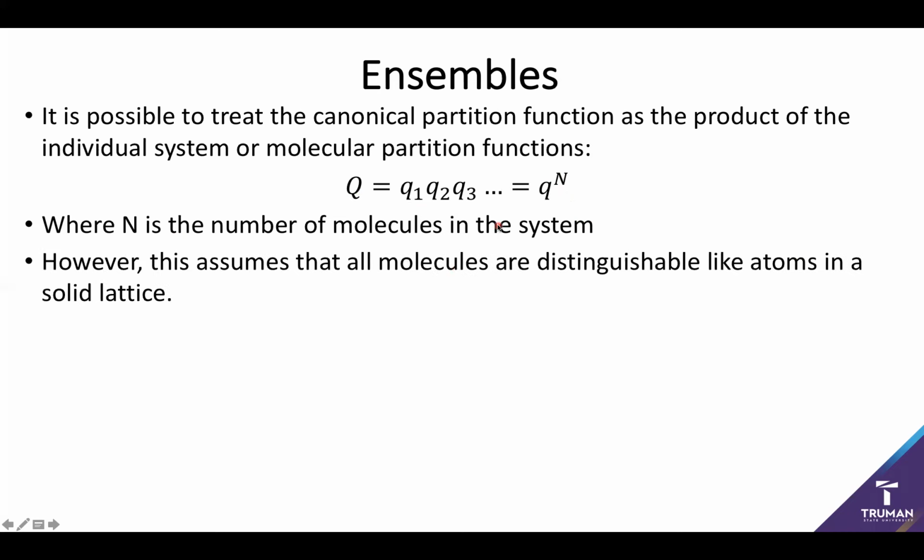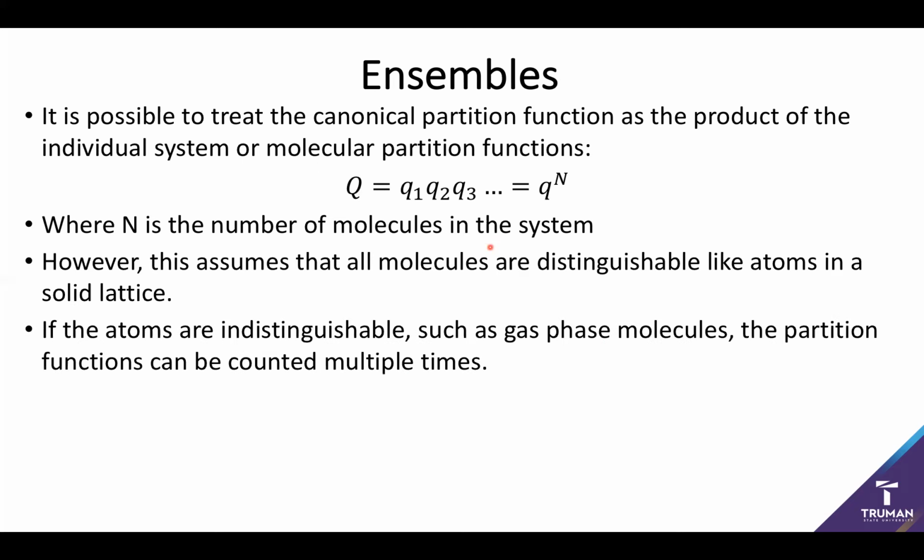So what this requires is that all of our molecules are distinguishable, such as atoms in a solid lattice, where I can point at an atom and say, I know who you are. And you're not that atom 4 atoms over, because they're all fixed in place. However, by the time you reach fluids, you point to an atom, and then 10 minutes later, you can't point to the exact atom because they all look the same. So if the atoms are indistinguishable, such as in the gas phase or in a liquid, what we have to worry about is that our partition function ends up getting counted multiple times.